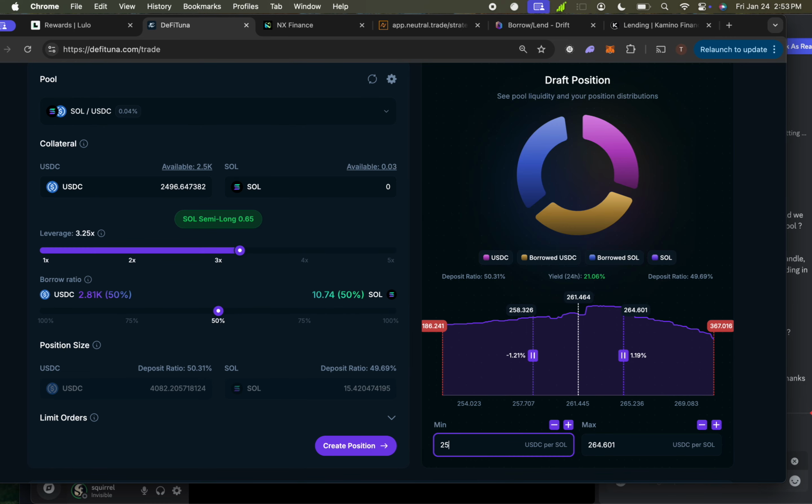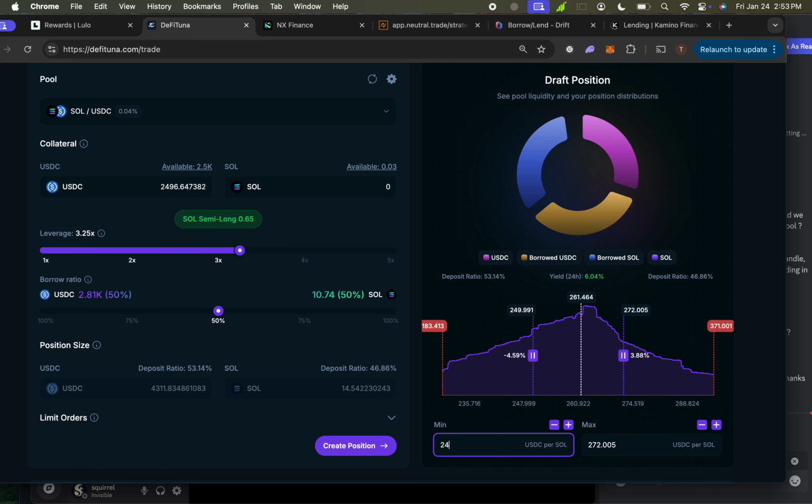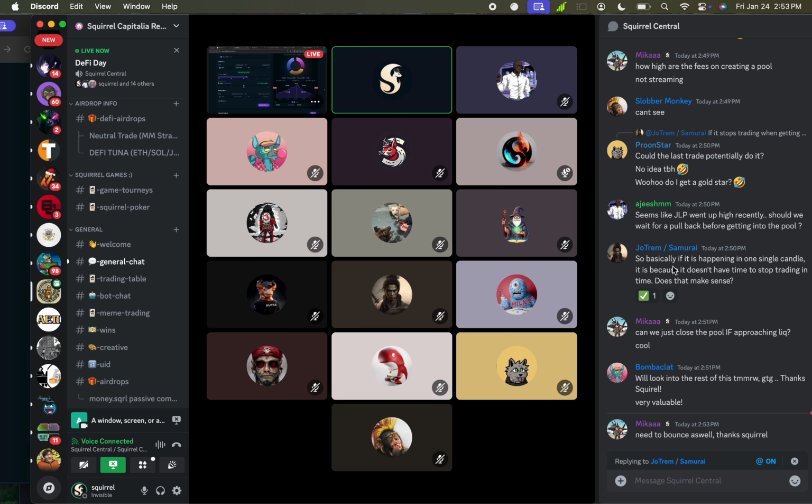Now, I'm going to make this between 250 and 270 because we'll make it a bit bigger, even though it's a weekend. Let's say 249 to 272, right? And my yield's going to be roughly 5% on something like this, which is pretty good.